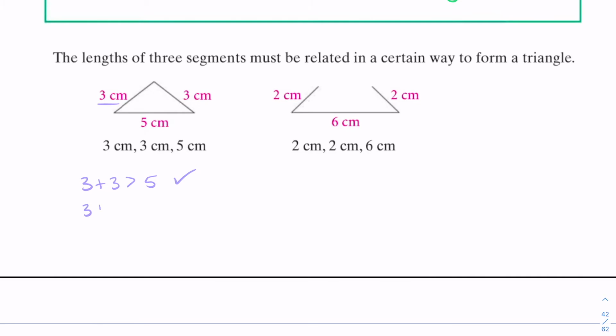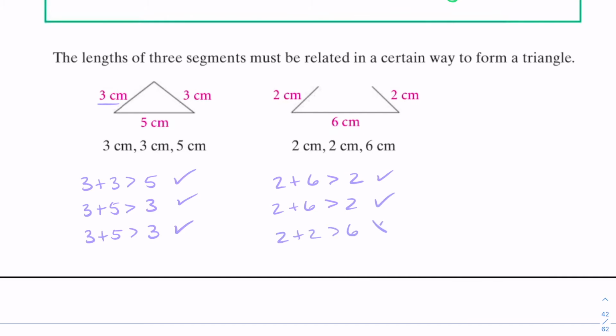Good. Then 3 plus 5 is greater than 3, which is good. And then again, 3 plus 5 is greater than 3, and 3 plus 5 is greater than 3. So this works. Well, let's check out this one. This one doesn't work. 2 plus 6 is greater than 2. Good. 2 plus 6 is greater than 2. That's good. 2 plus 2 is greater than 6. That is false. That's the reason why we can't have a triangle, given those side lengths.